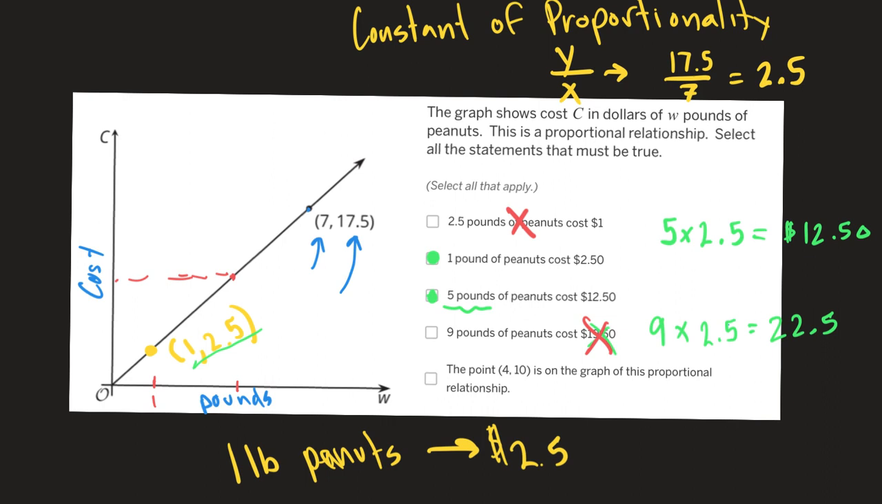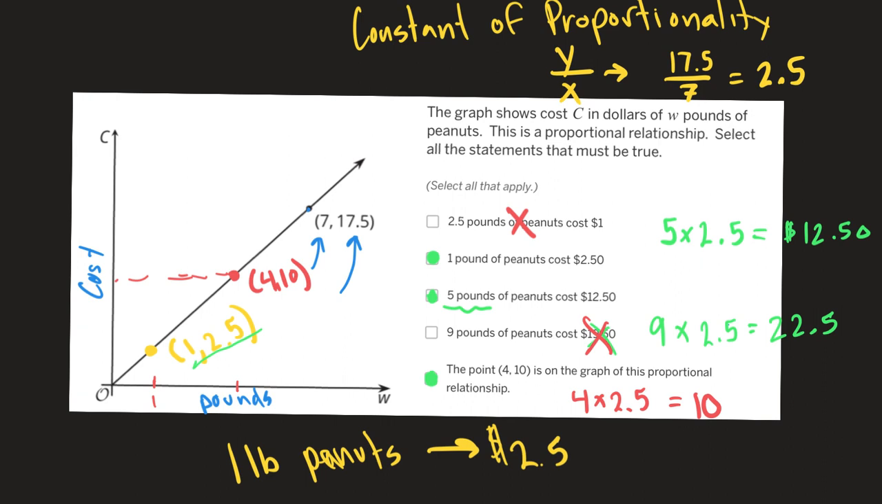The last question is: the point 4, 10 is on the graph. We're just going to take our 4 and multiply it by 2.5. Does that equal 10? Yep, it does. The point 4, 10 is on our graph. So this one would definitely be a true statement.